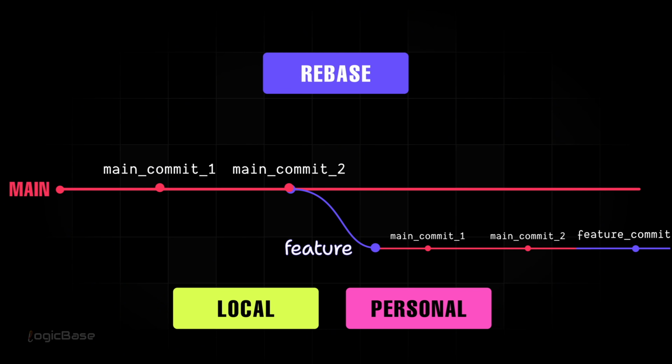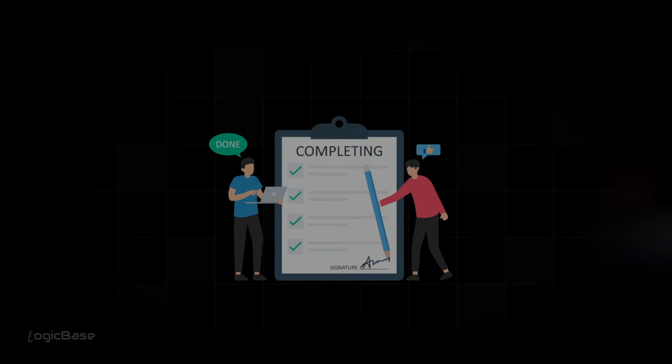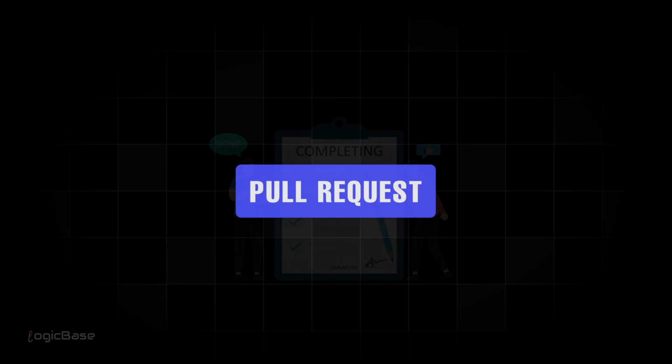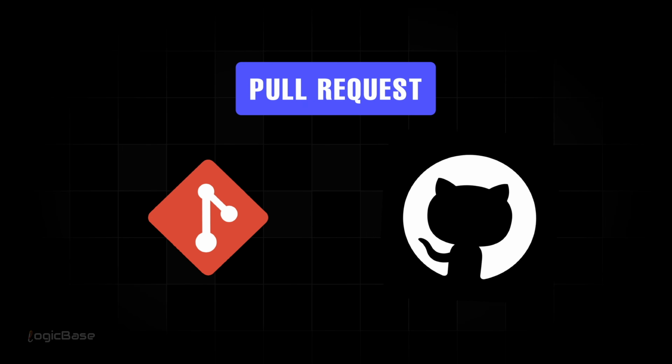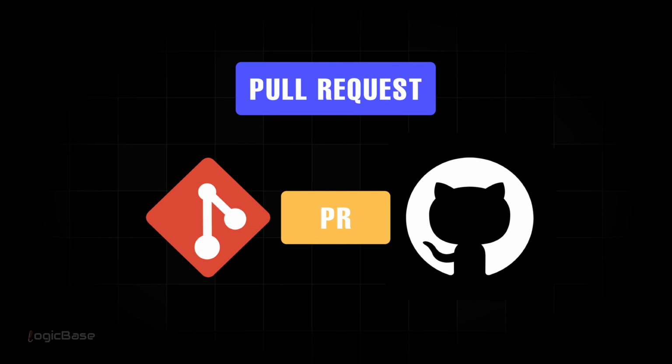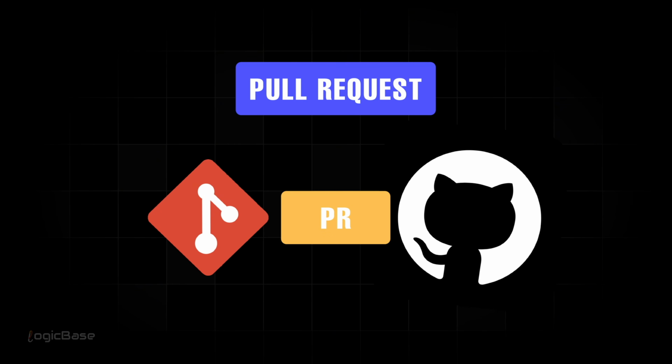Just avoid rewriting commits that already exist on a shared remote branch. Now, before we wrap up this tutorial, let's discuss one last important topic, the pull request. When working with Git and GitHub, the term pull request, often shortened as PR, comes up frequently. A pull request is essentially a request you make to merge your changes into another branch, usually the main branch.